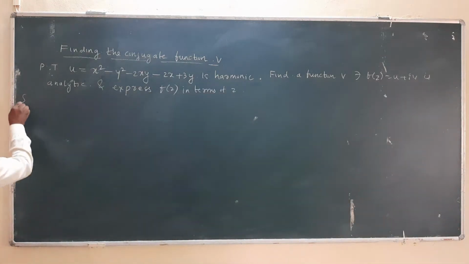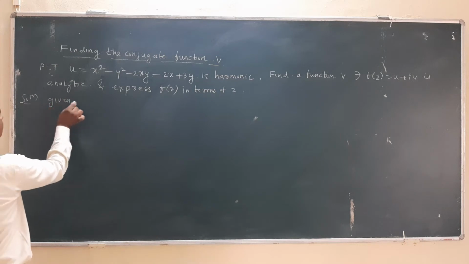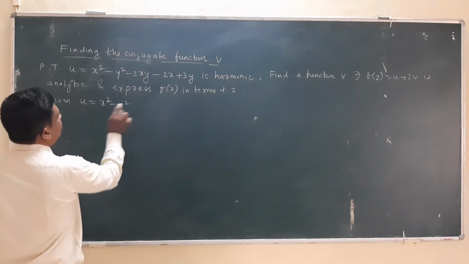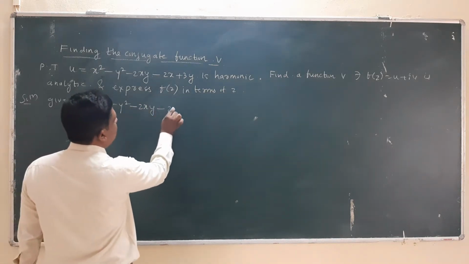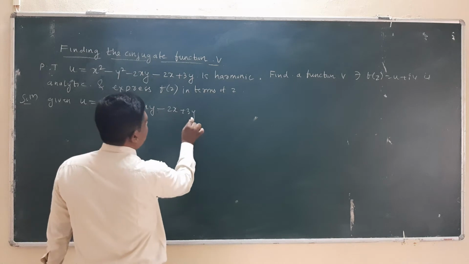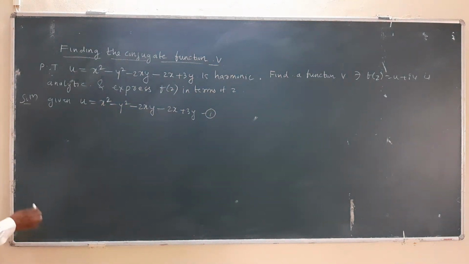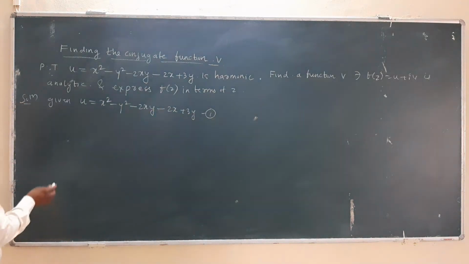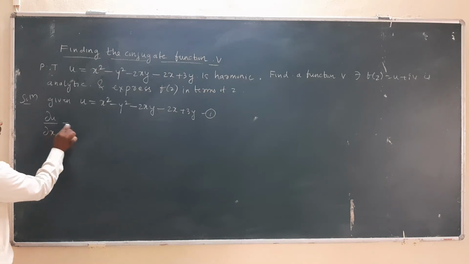Solution: given u is equal to x square minus y square minus 2xy minus 2x plus 3y. I will take this one as equation number 1. First I will prove the given function is harmonic. For that I will find dou u upon dou x.